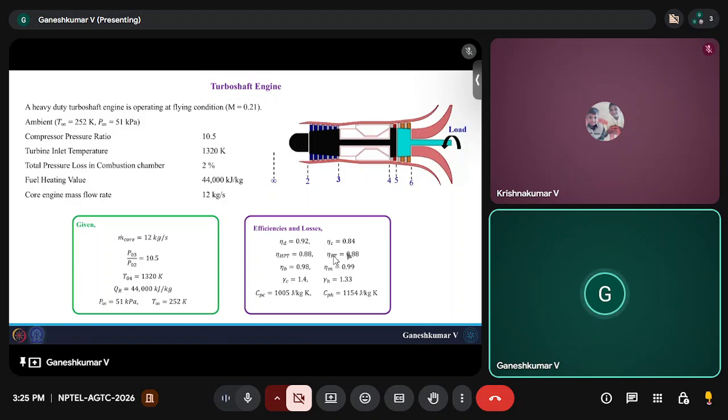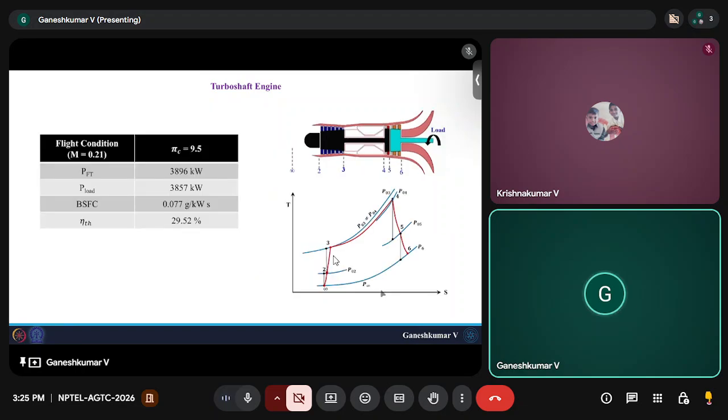These are typical for a turbo shaft engine. Okay, so you could see that the free turbine and HPT turbine efficiencies are slightly lower. Typically, the turbine efficiencies in thrust generating gas turbine cycles, for example turbojet or turbofan, are higher, but for turbo shafts, it's slightly lower. Okay, the compressor efficiency is 84%, mechanical efficiency is 99%. That's fine. The gamma C and gamma H, CPC and CPH are also given.